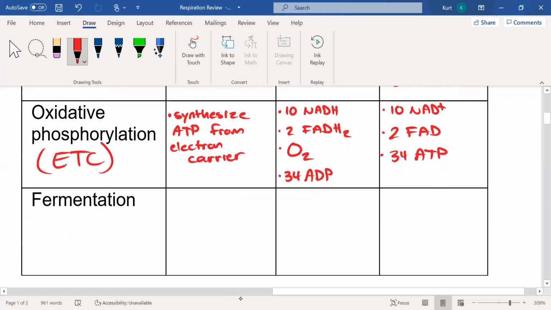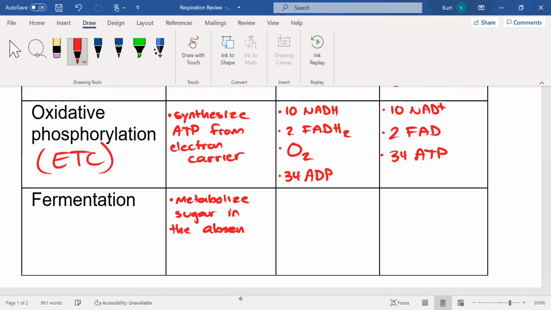Okay, and then fermentation. Let's see. Metabolize sugar in the absence of oxygen. Remember, glycolysis will come first, and then you go to fermentation. So, guys, over here in this final box, it depends on what type of fermentation you're doing, whether lactic acid or alcohol fermentation. So I'm going to separate them too, but the inputs are the same.